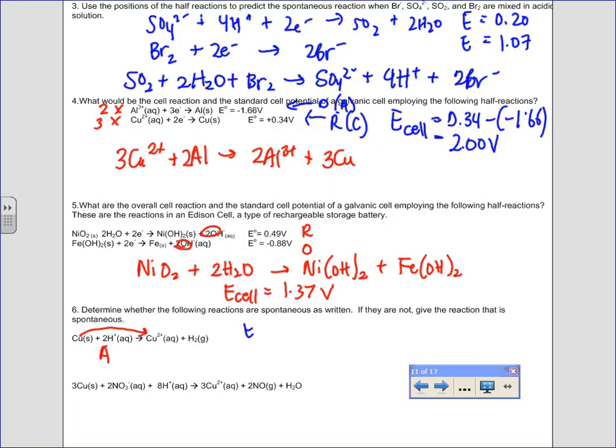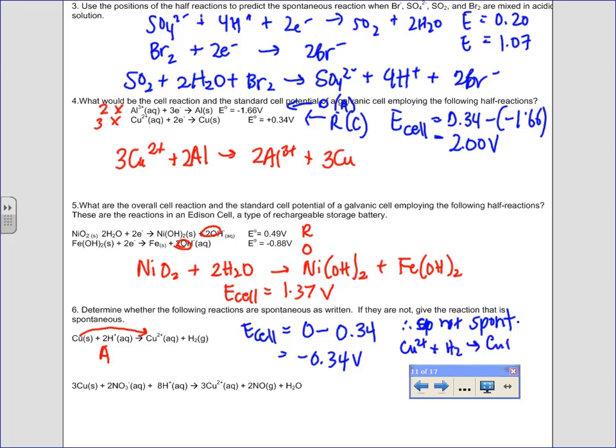So when you find the cell potential, we're going to take the hydrogen electrode, which is 0, and subtract the copper reduction potential, which is 0.34. And so in this case, we have a cell potential of negative 0.34. Okay, it's less than 0. So the reaction is not spontaneous. If you want to write the spontaneous reaction, you write the reverse reaction. So the reaction of copper plus hydrogen going to Cu plus 2H plus is the one that's spontaneous.